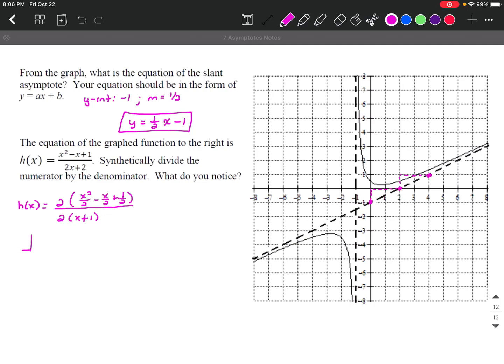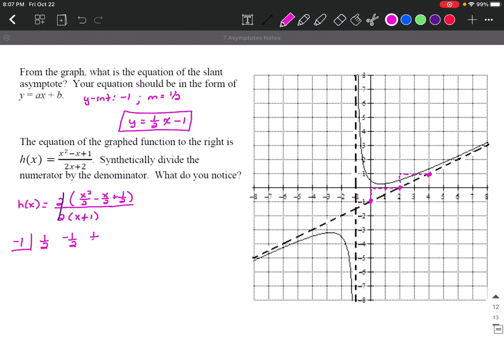Let's do synthetic division. Oh, and we forgot to show this: the 2's cancel out. Now the root of the denominator, x plus 1, is -1. Our coefficient on the x squared is now 1/2. The coefficient on the x is -1/2. And the constant is +1/2.